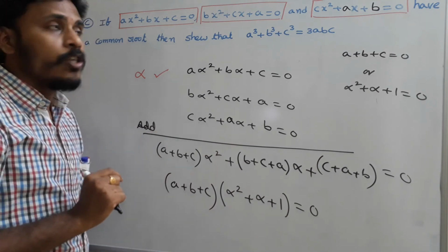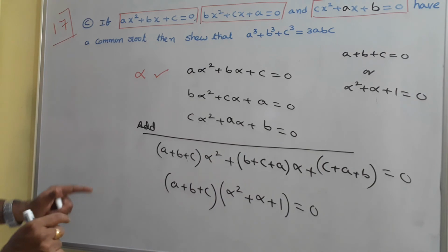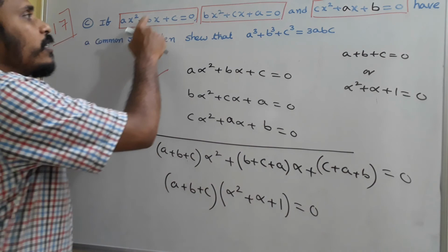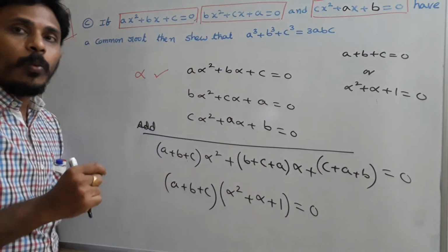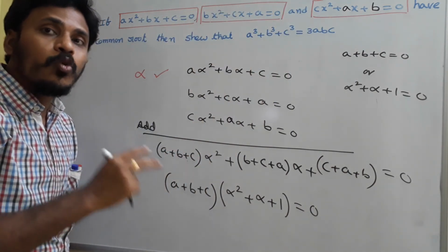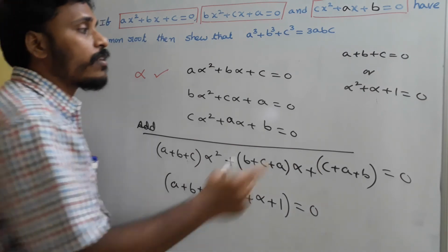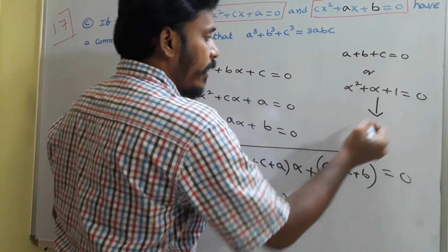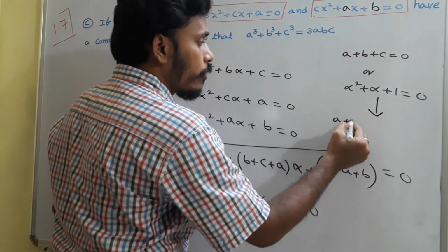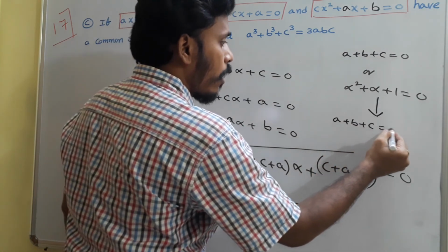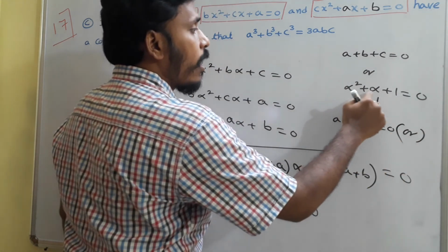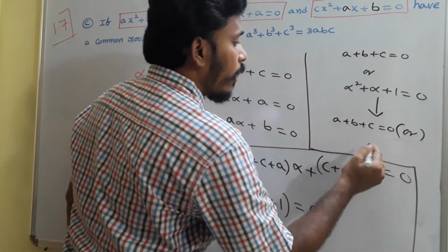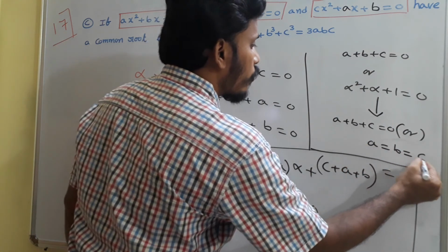Is it clear? So here one more thing I need to mention, if alpha square plus alpha plus 1 is equals to 0, in the sense, these equations have two common roots. And those two common roots are the roots of alpha square plus alpha plus 1. Okay. So from this I have two ideas. If a plus b plus c is equals to 0, or what I need to say, alpha square plus alpha plus 1 just gives you that a is equals to b is equals to c.